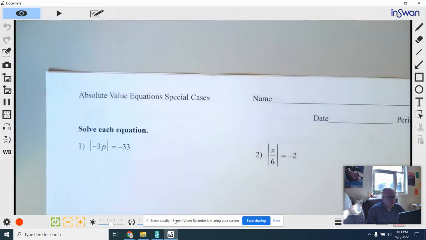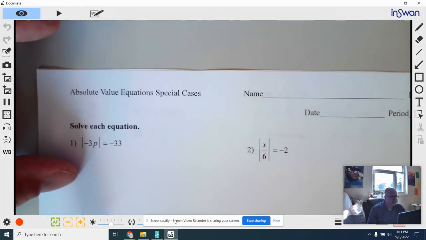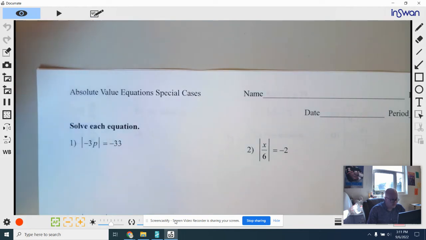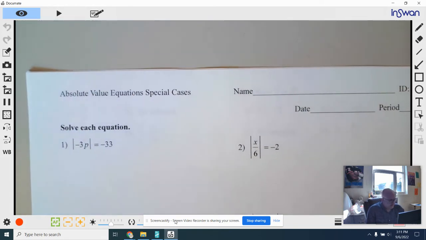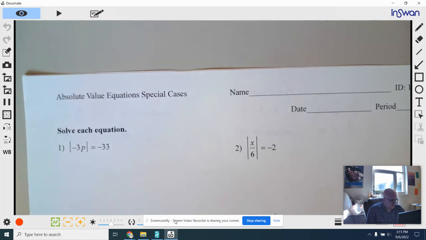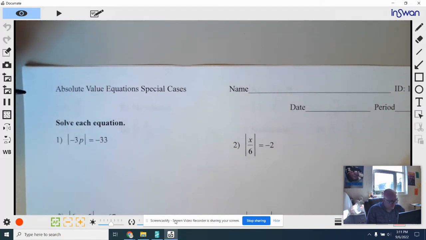All right, well, today you're going to need this sheet. This is absolute value equations, special cases. So we've previously learned about absolute value equations, how to solve them. But today we're going to talk about when there's different answers besides just the two answers when we split them up into two equations. Because sometimes we get answers that are no solution, and we want to talk about those situations.